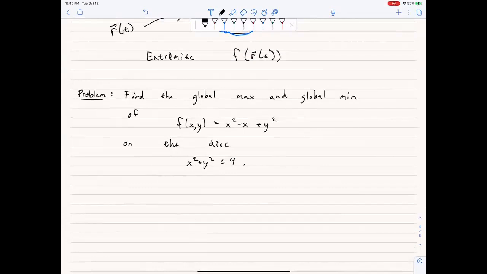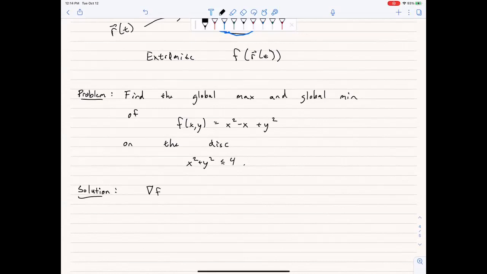So what we're going to do is pursue this method. First we'll solve the local problem, which means we need to find critical points. Sometimes there are no critical points on the domain you're considering. Then you just move on to the second part. But let's take a look.